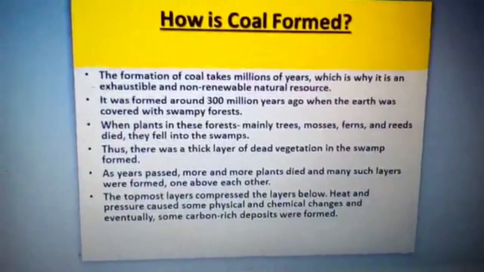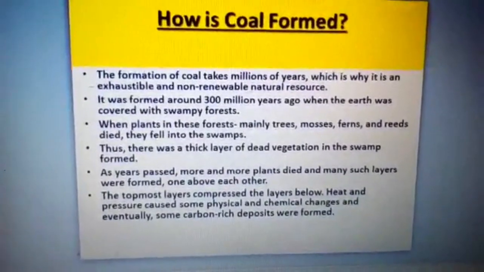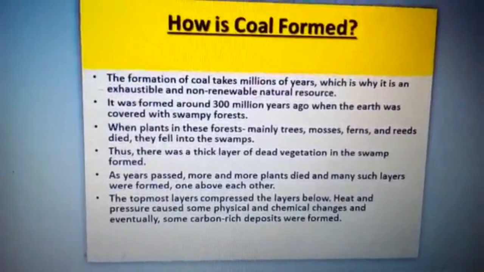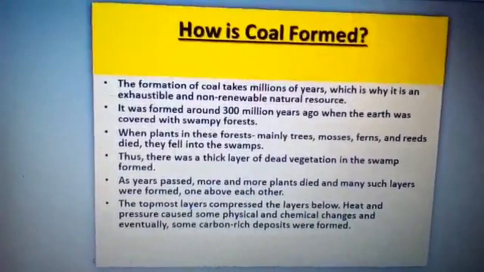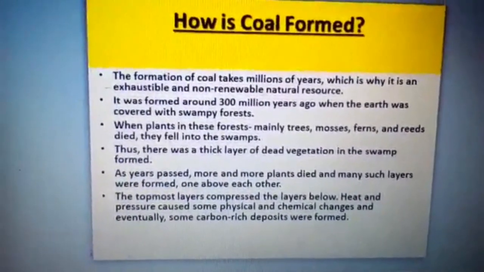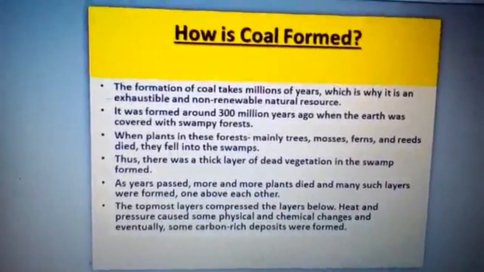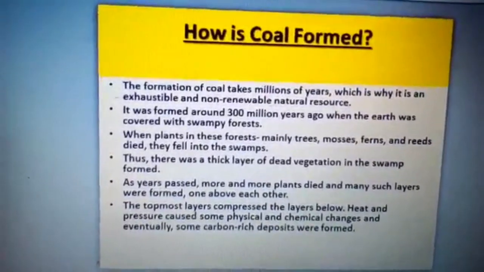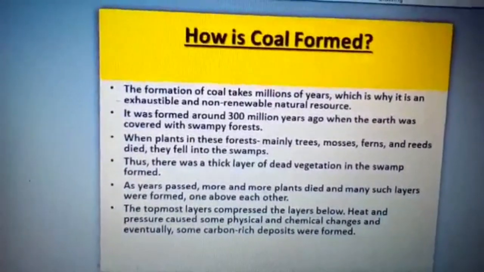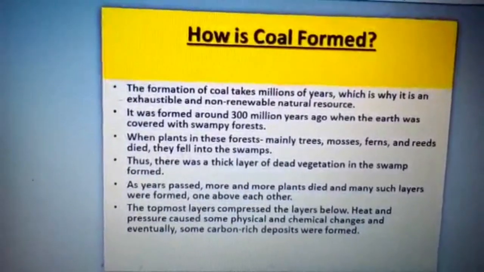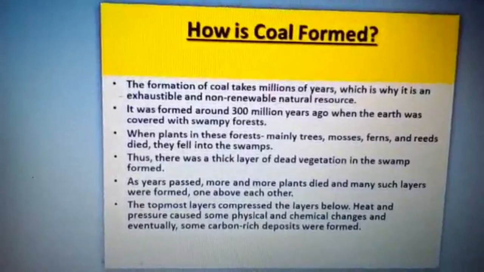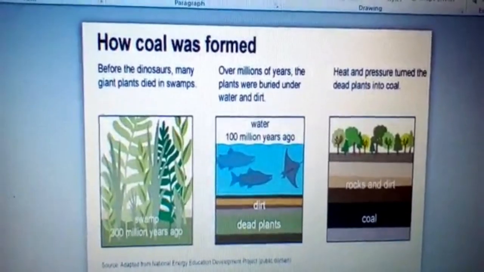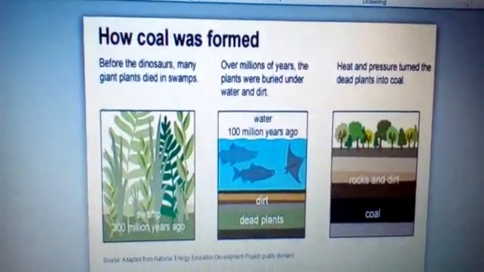You can read this, that the formation of coal takes millions of years, and the plants in the forest basically, when they are decaying, they get decomposed, and the swamp area is formed. As the years passed, they just continue to form a layer on top of each other, and when they are compressed, that means when they are pressurized and heat is also combined along with it, some physical and chemical changes take place, and eventually they turn into carbon rich deposits. Here's another picture explaining that to you, that how coal was actually formed.